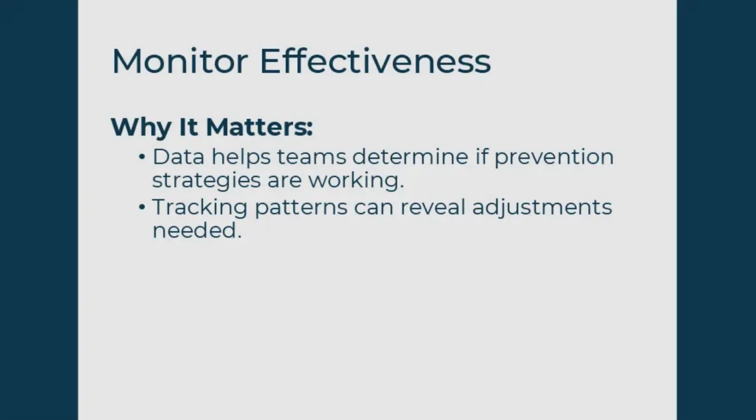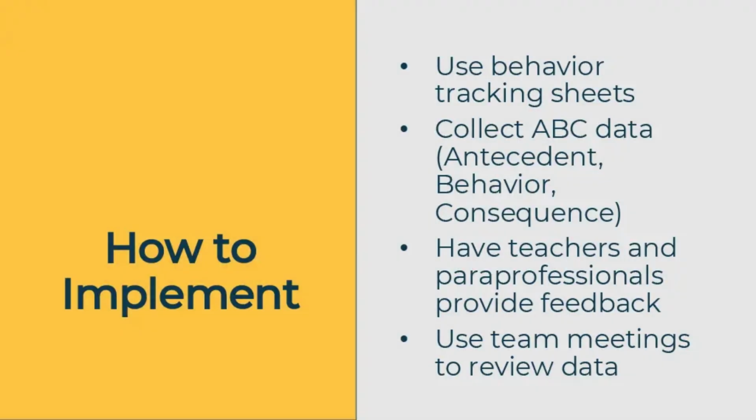We then monitor the effectiveness of these strategies. This matters because data helps teams determine whether prevention strategies are actually working. We need to know, are these strategies reducing behavior? Are they helping the student? To monitor effectively, we use behavior tracking sheets to log when problem behaviors do and don't occur. We collect ABC data to determine if prevention strategies are reducing triggers. Teachers and paraprofessionals provide feedback on what's working and what's not. Team meetings are used to review data and make necessary adjustments.